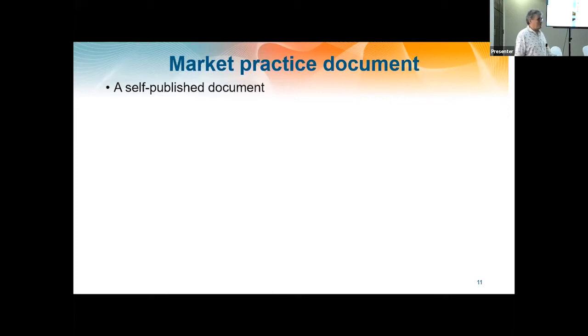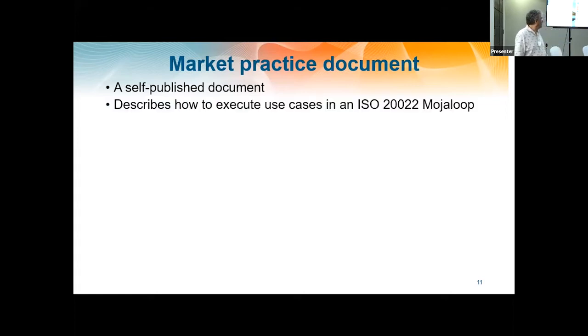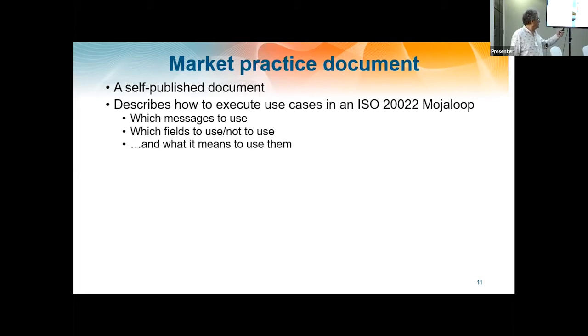Okay, a market practice document is a self-published document. It doesn't need any approval from the ISO organization. We invent it ourselves, we can say what we like. It describes how to execute use cases in an ISO 20022 Mojaloop. It says to people which messages to use, which fields in those messages to use or not to use, and what it means in the overall context of a Mojaloop scheme to use them.